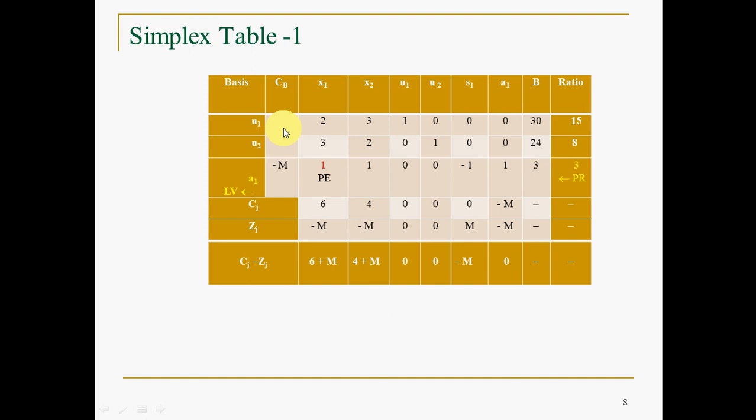Now you have to write all these values. CB, as I told, 0, 0, minus M. All these values you just have to take from the first constraint. First constraint was probably 2x1 plus 3x2 plus u1, something like that, is equal to 30. You have to recall the first constraint. Then this is the second constraint. The equation will start from this and it will end here, that is right from x1 to B. B is nothing but RHS. The ratio is a different concept. We'll see it later.